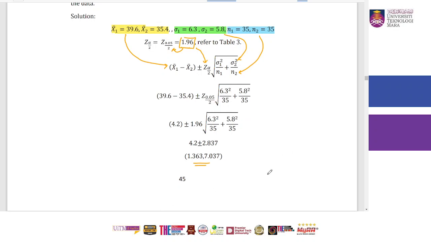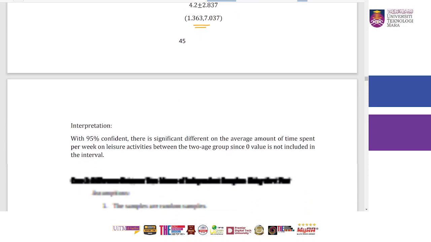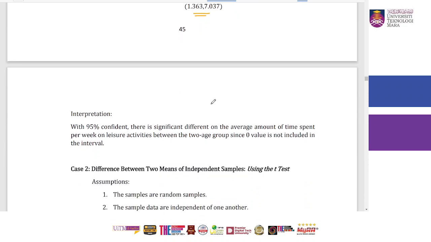Okay, so we get that value. So this is what goes in, the confidence interval for the difference between two means. We are 95% confident that the actual difference between the two mean values is between 1.363 and 7.037. So that is what goes in there. So this is the interpretation. You can say that with 95% confidence there is a significant difference on the average amount of time spent per week on leisure activities between the two groups since zero is not included in the interval.